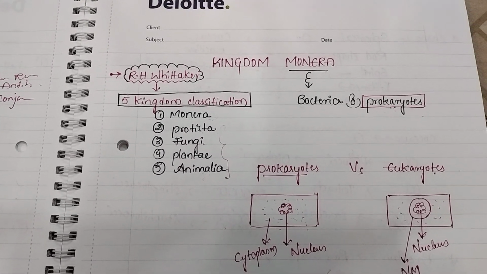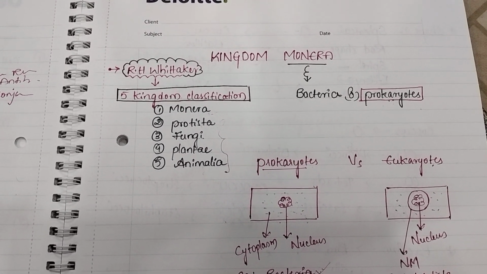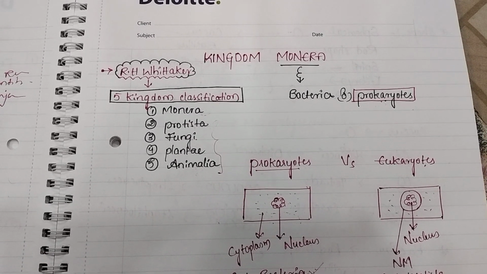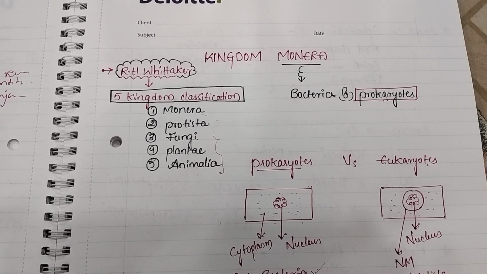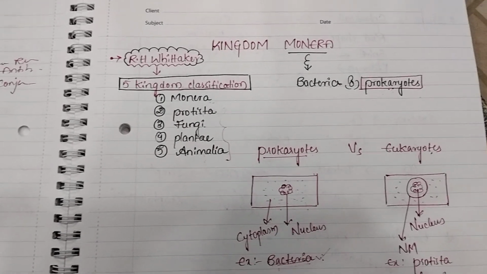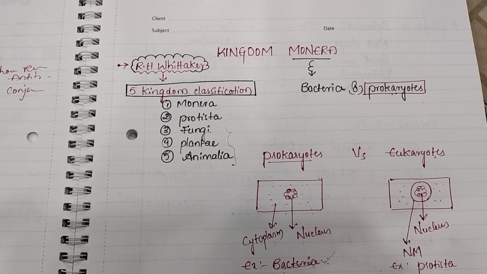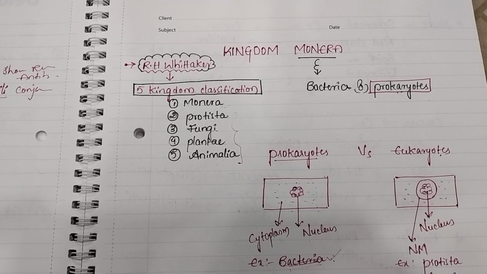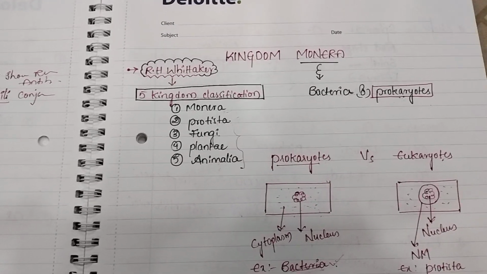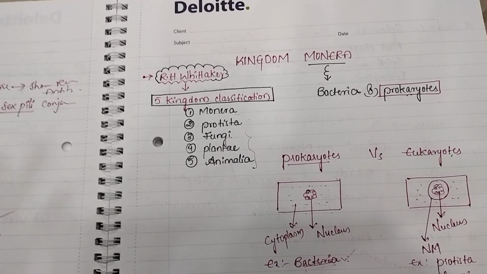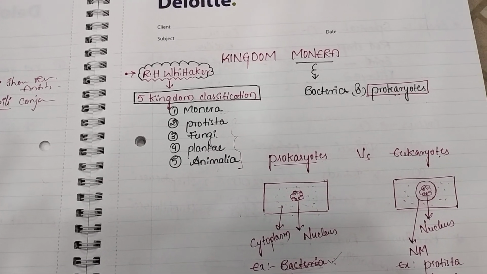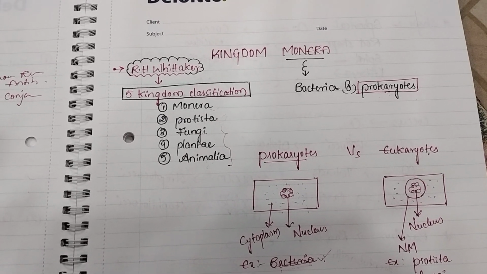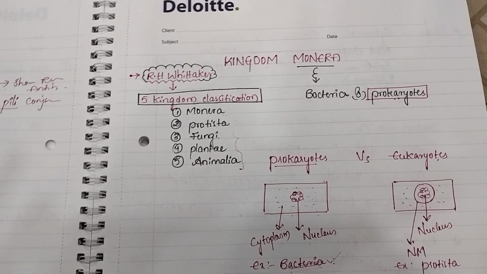Hello everyone. Today in this video, let's discuss the topic called Kingdom Monera. Before diving into the topic, let's discuss R.H. Whitaker's Five Kingdom classification. Usually it is very difficult to study each and every organism's body, their morphological structure, their internal organization, their habitat, their nutrition, and all. So, in order to simplify the study, R.H.